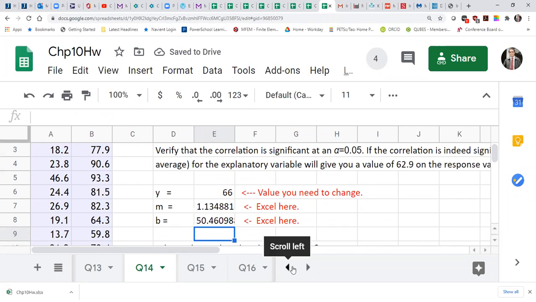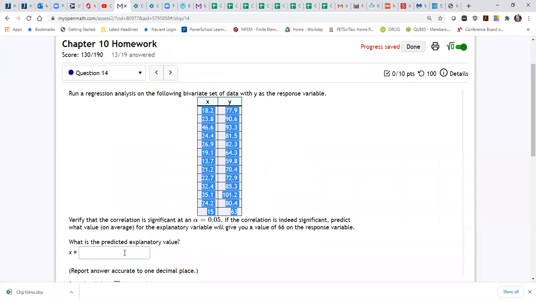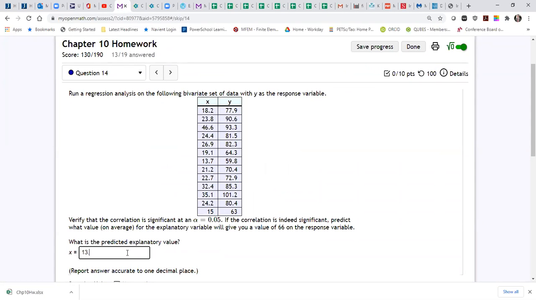And your answer will be down here, right? Okay. 13.7, if you want to find it in one decimal place, right? So 13.7.